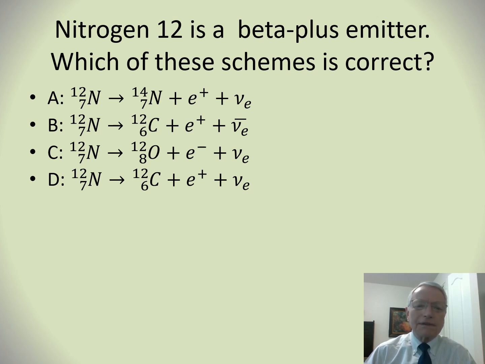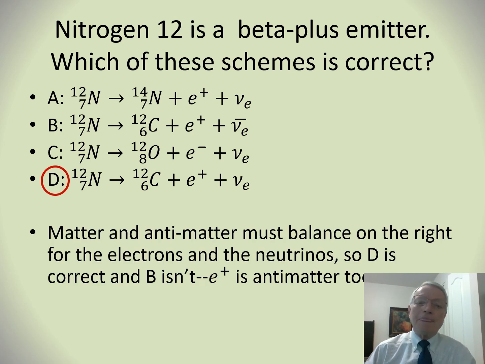So it's either B or D, because they go 12 to 12, and they both go 7 to 6. That's right, because when the plus comes out, a proton changes into a neutron. But the only way they differ is that one has an antineutrino and one has an ordinary neutrino. So how do you decide which one? Well, you don't know this yet. It's D, and here's the rule.